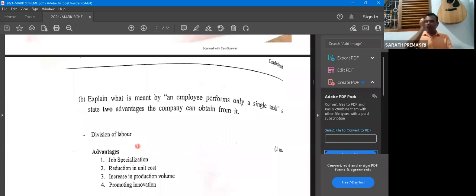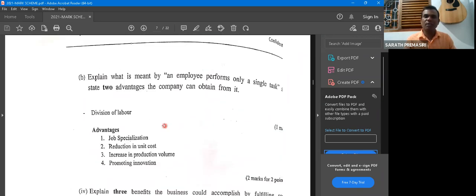There are some advantages of that. Now look at that. If the division of labor is practiced in a business organization, there are some benefits. What are they? Job specialization. Now, when a person or an employee is involved in the same task for a long period of time, understand? Even myself, I'm continuing to teach business studies for a long period of time, and then I become specialized in teaching business studies.